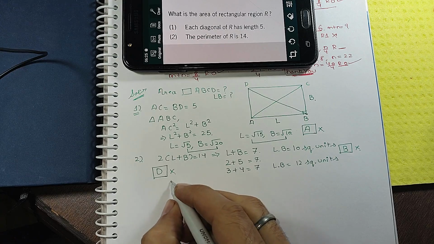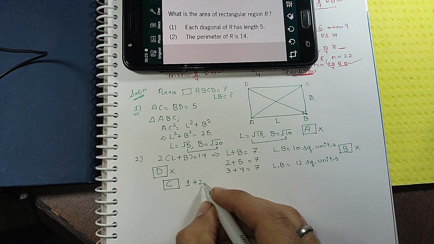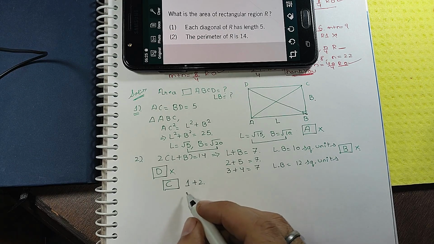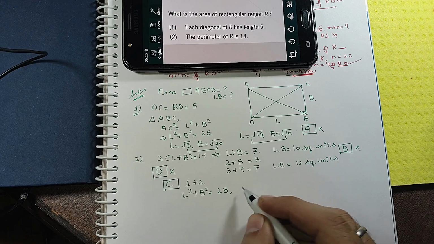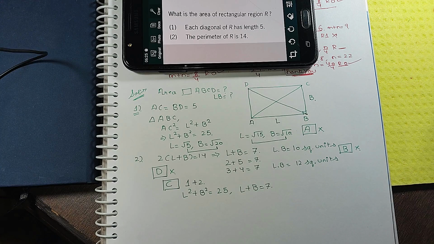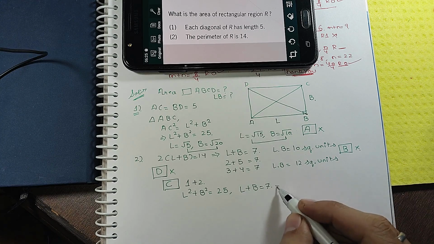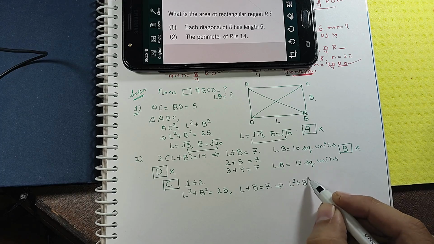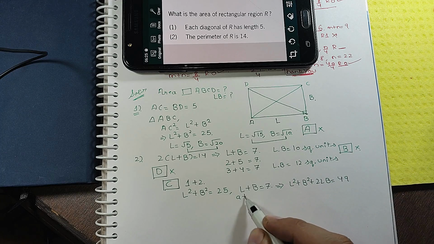Now we are left with statement C and E. First we will check statement E, that combines statements 1 and 2. So now statement 1 says L square plus B square is equal to 25, and statement 2 says L plus B is equal to 7. Right? Now if I square this, squaring both sides, I will be getting L square plus B square plus twice LB equal to 49. Right? Because this is A plus B whole square.